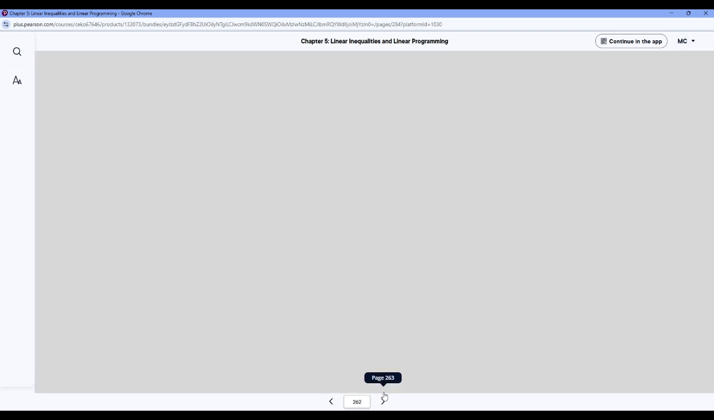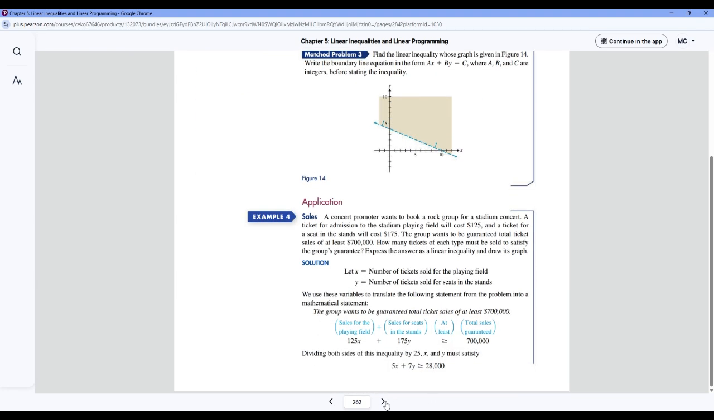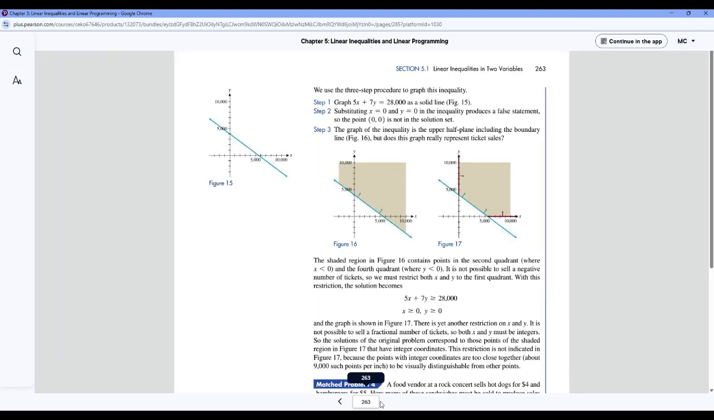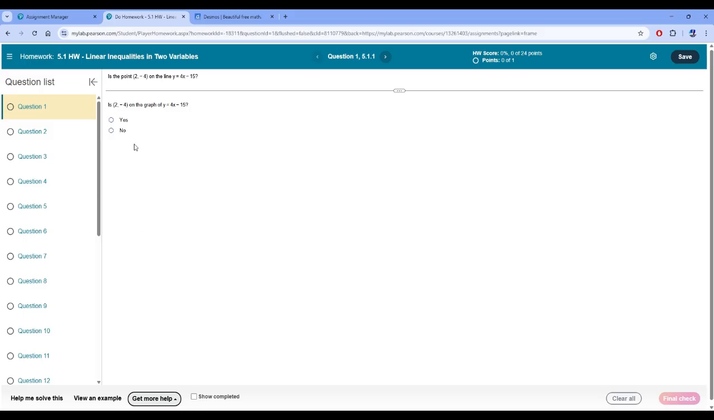Graphing. It's just gonna be a nice amount of graphing. Interpreting a graph, understanding values, applications, and so forth. All right, let's just get straight to it. Not too difficult, just graphing inequalities.